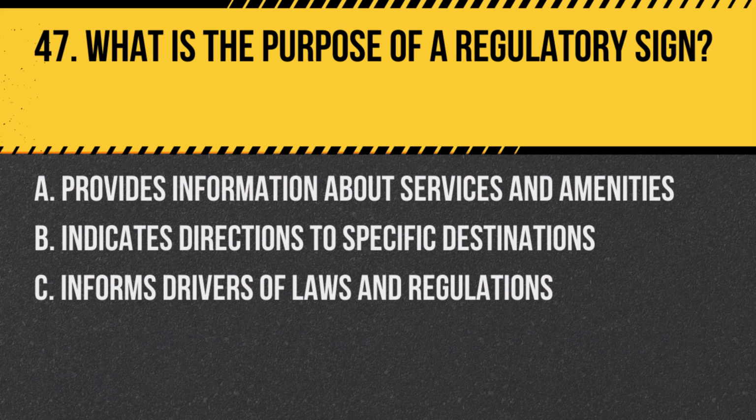Question 47. What is the purpose of a regulatory sign? A. Provides information about services and amenities. B. Indicates directions to specific destinations. C. Informs drivers of laws and regulations. Answer: C. Informs drivers of laws and regulations.